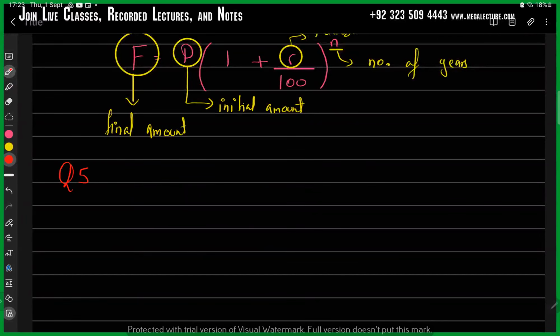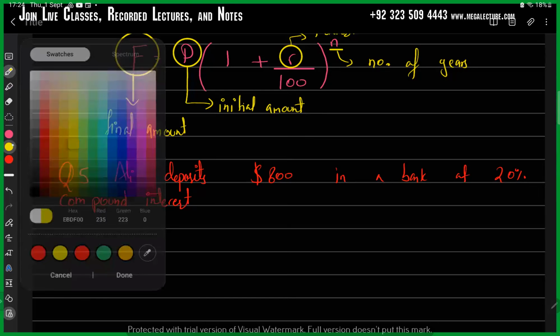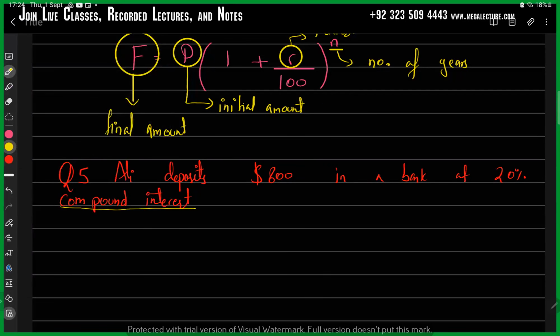Question number 5. Ali deposits $800 in a bank at 20% compound interest. Okay, now this is the difference. In the previous questions, simple interest was mentioned and now compound interest is specifically mentioned. 20% compound interest for 4 years.